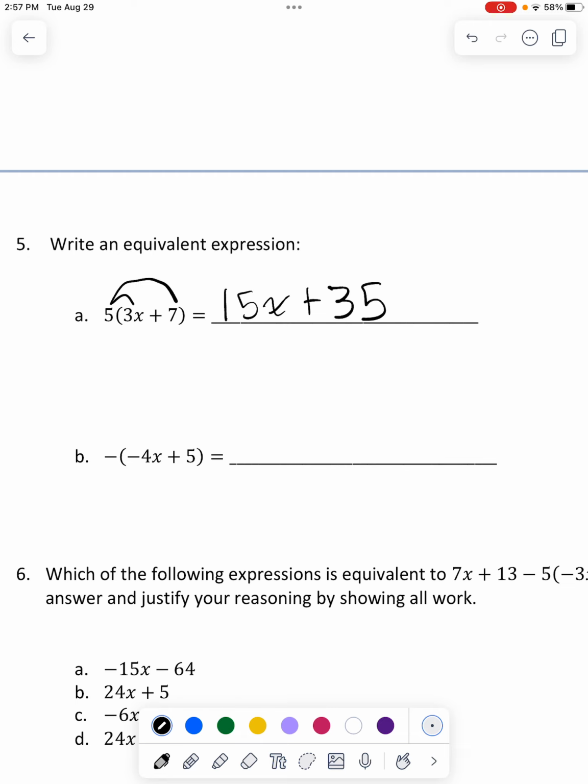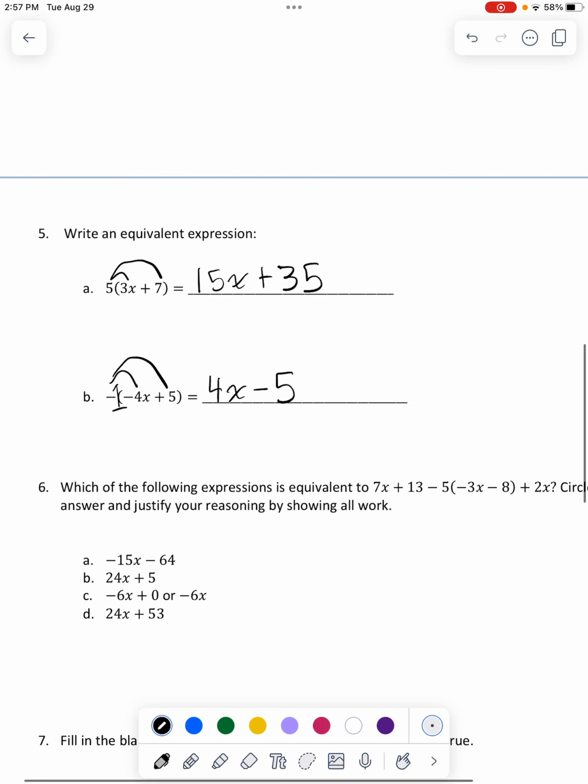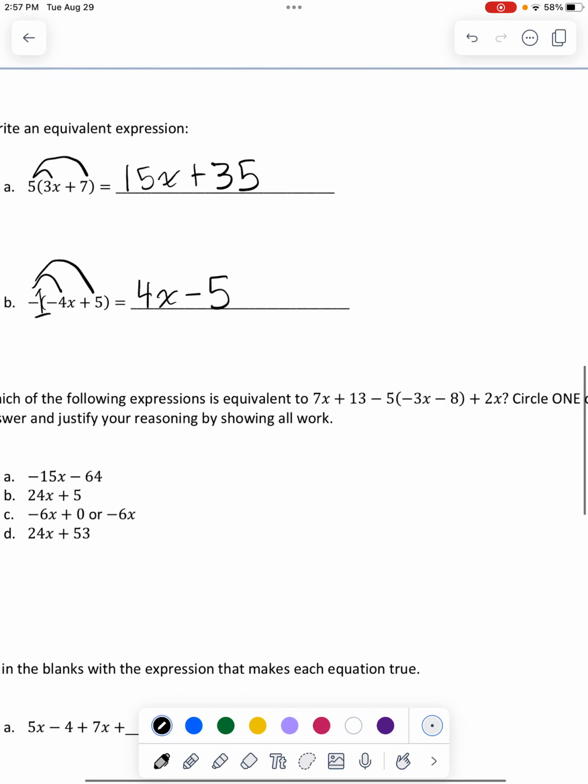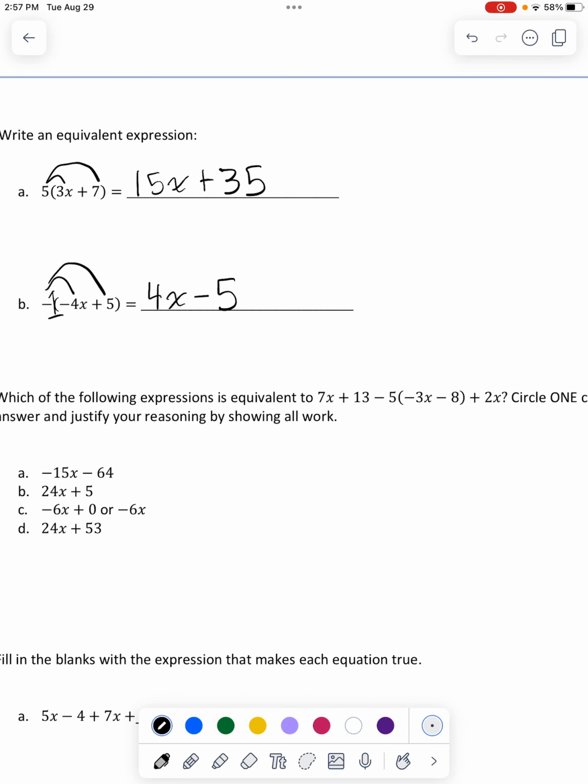Again, there's no number next to the negative, so we'll treat it like it's a negative 1. And we'll just distribute that negative 1 to both terms. Negative 1 times 4x is negative 4x. And negative 1 times 5 is a negative 5, so we'll get minus 5 there. We're going to use this distributive property when simplifying the next problem.